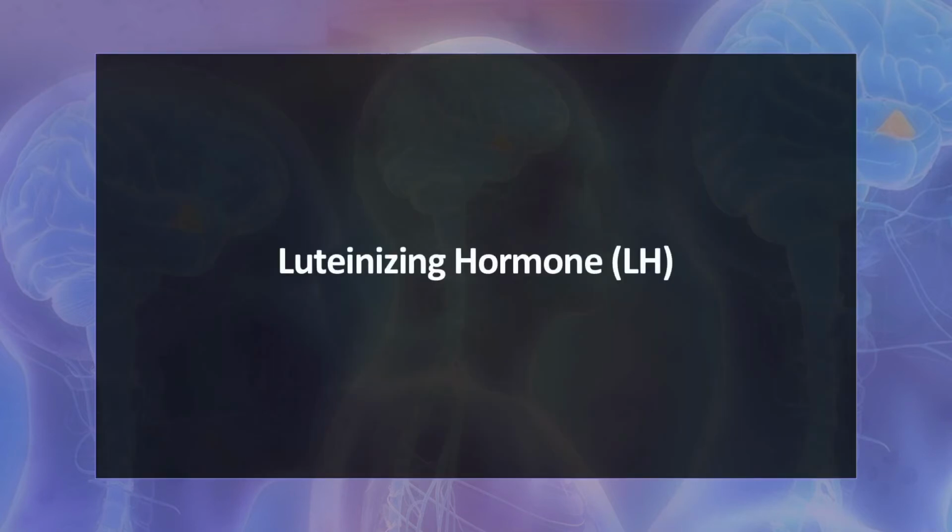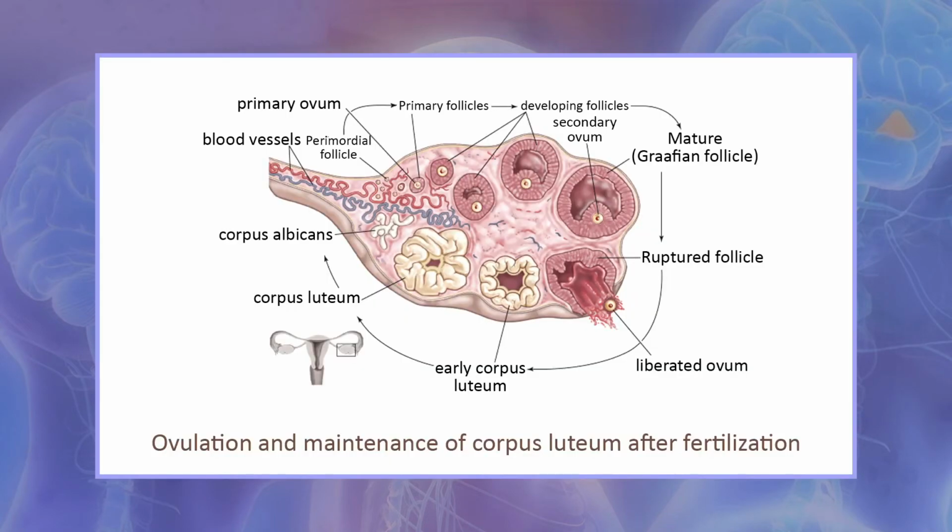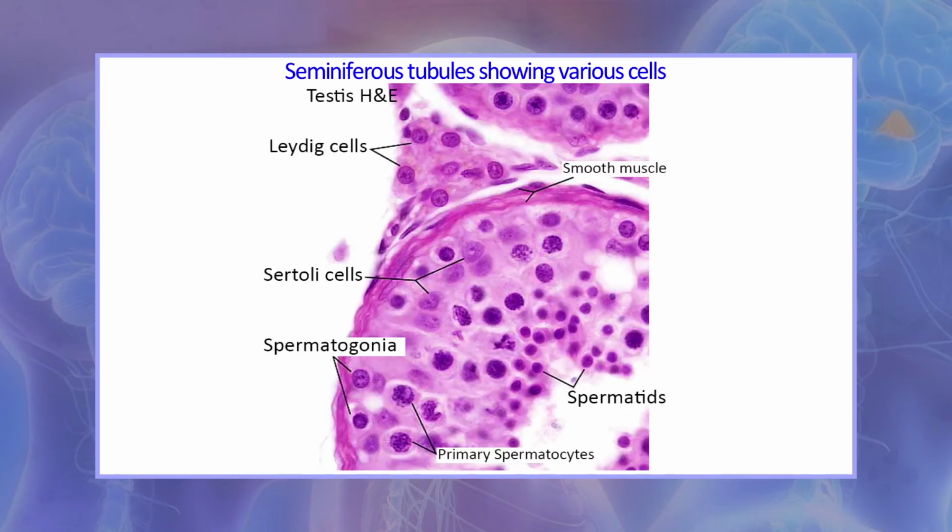Next is luteinizing hormone. A surge of LH in females in cooperation with FSH induces ovulation at mid-cycle. It also maintains the corpus luteum after ovulation and secretes progesterone, also known as pregnancy hormone. In males, it stimulates the interstitial Leydig cells in the testis to produce testosterone.